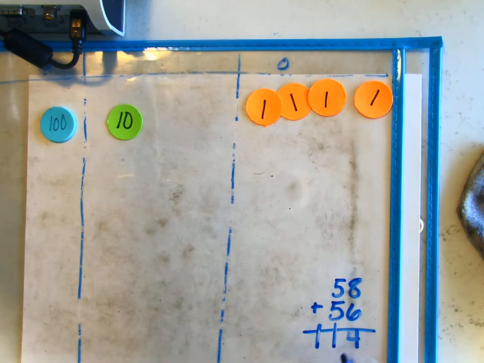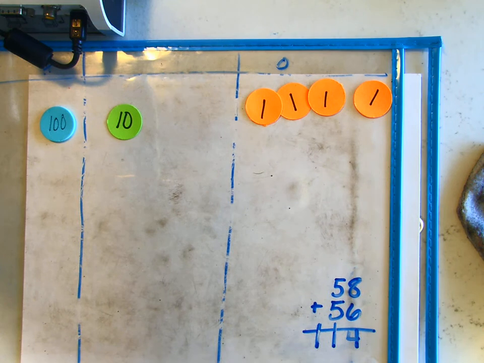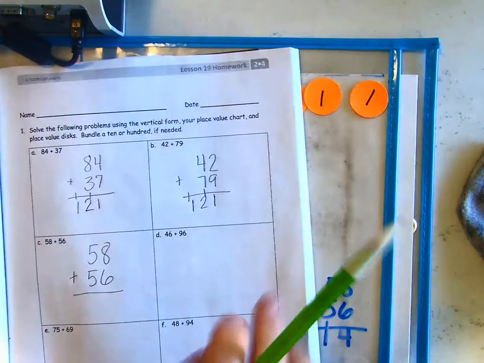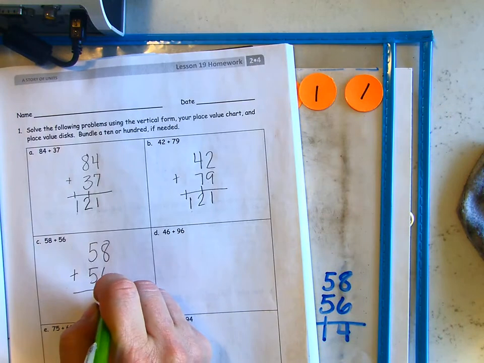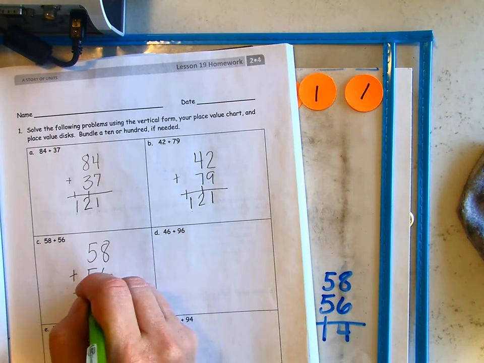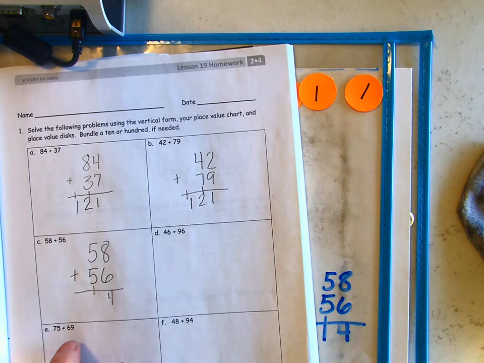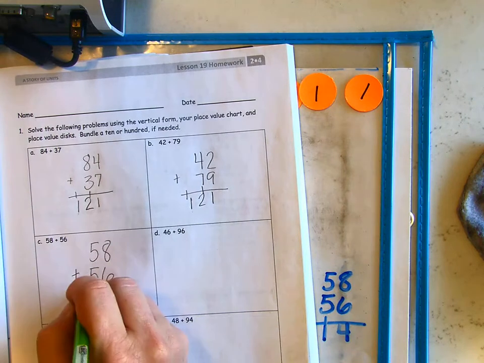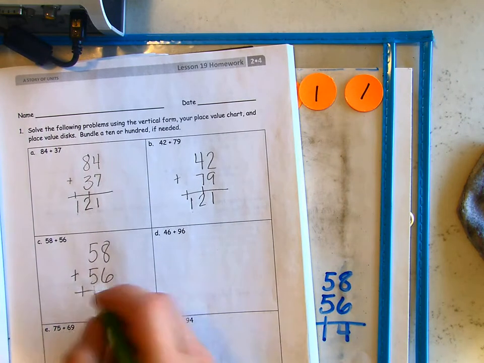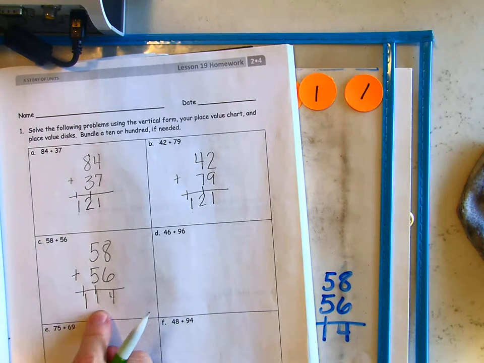58 plus 56 equals 114. We had 110, 4. We had 100 and 10. So we have 114.